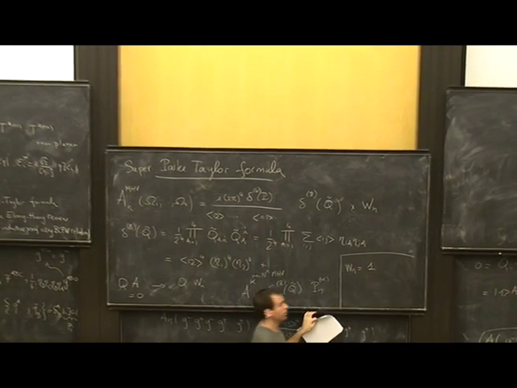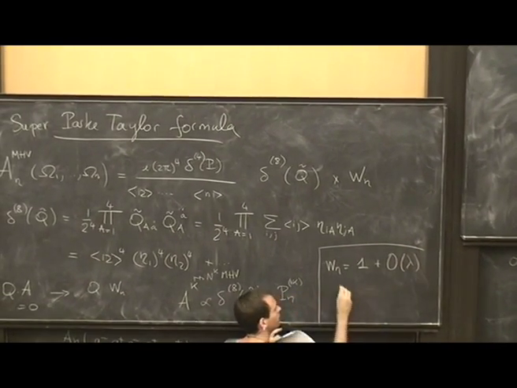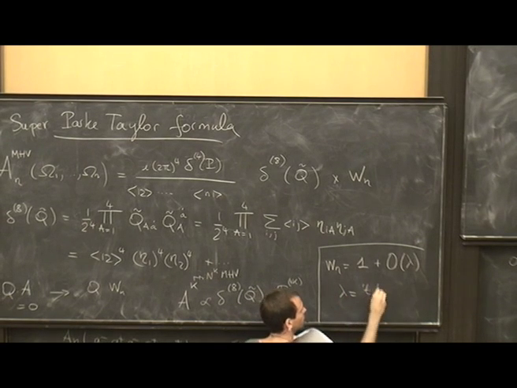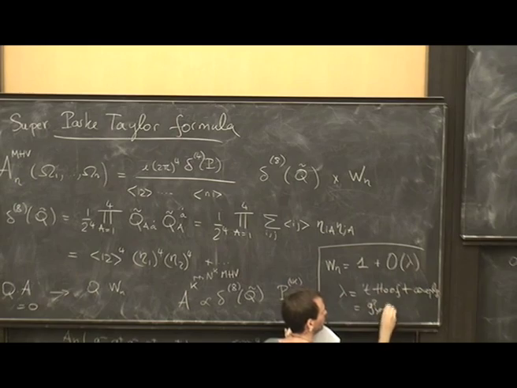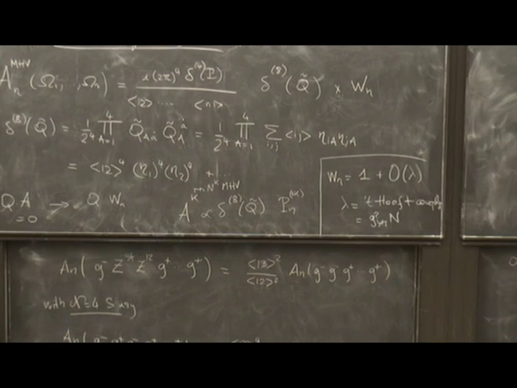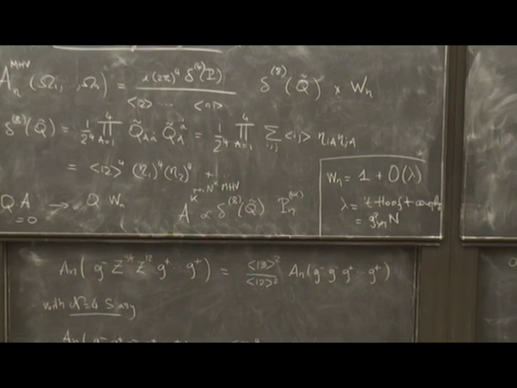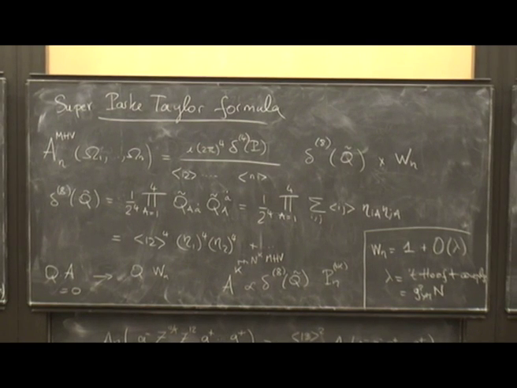This is tree level. But then it will receive corrections, loop by loop, where lambda is the 't Hooft coupling. Okay? So this is our goal now, to compute this Wn. So we got rid of almost all the complications, the colors, the helicity, and so on. And now we can focus on a purely scalar quantity.